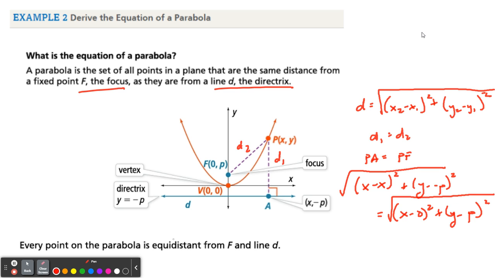Now, the one thing I did not mention as I filled this formula out is what p is. If you notice here, this vertex is at 0, 0. So the focus is p up from the vertex, and the directrix is p down from the vertex. That is always true: the focus and the directrix are equidistant from the vertex. Keep that in mind as we go through this. So this p is going to be a mystery number that we're going to see in a formula. I'm going to pause this, copy this on the next slide, and then we're going to simplify it to get the formula.